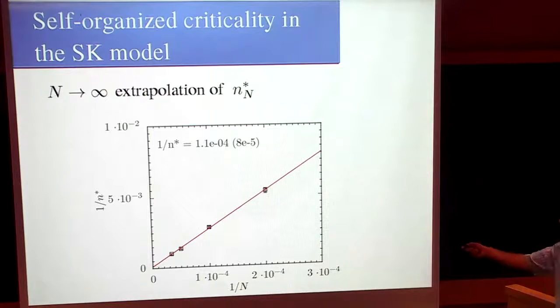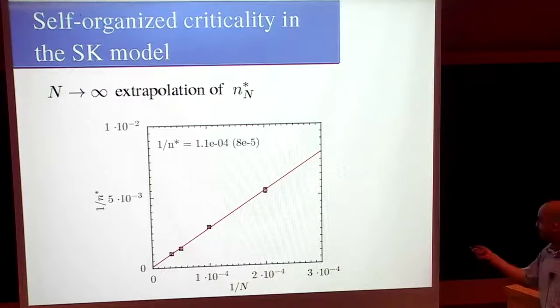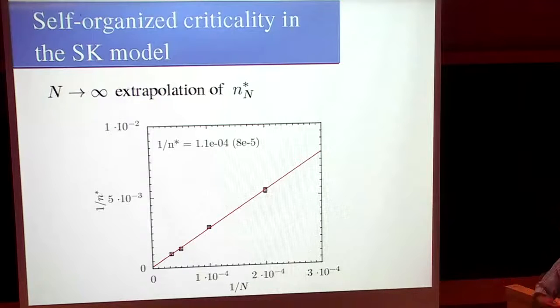Here I show you the plot of 1 over n star, the previously defined quantity, as a function of 1 over the size. And here we see that, in this case, it's not surprising that we find infinite avalanches in the thermodynamic limit, meaning that there is a scale-free behavior as expected.